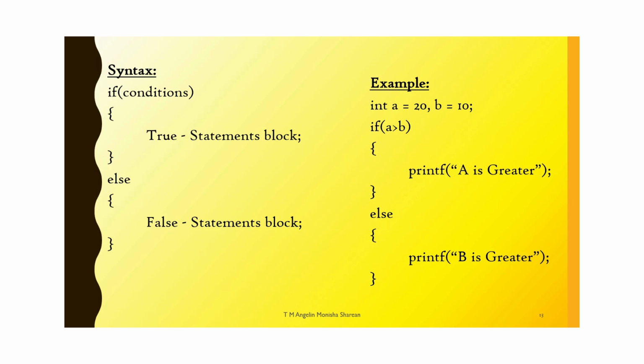So now let us reverse the values. That is, the a variable is assigned 10 and the b variable is assigned 20. So in this example, the condition inside the if statement, that is a greater than b, is becoming false. That is, 10 greater than 20 is false. So the statement inside the if block is not executed. Rather, the statement inside the else block is executed.